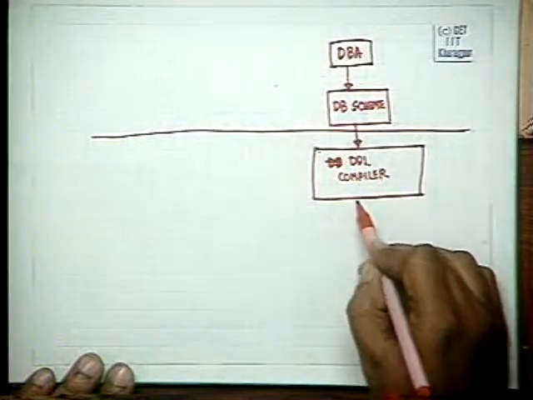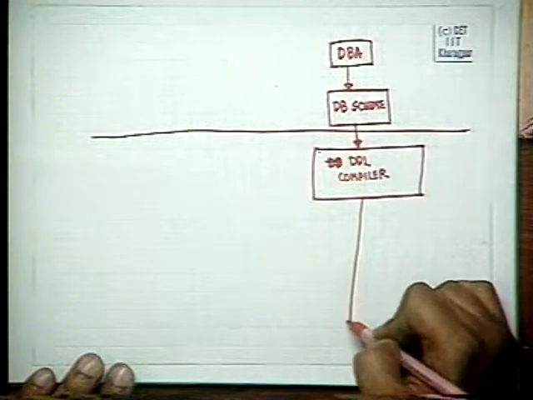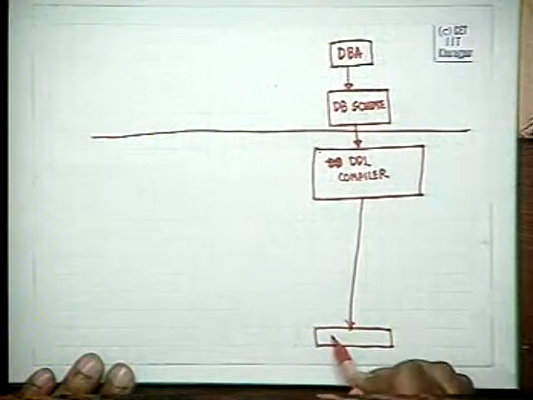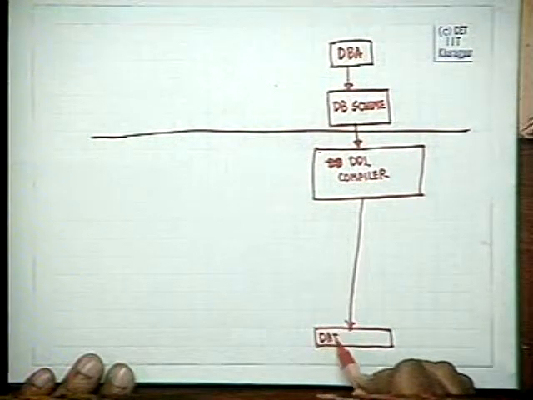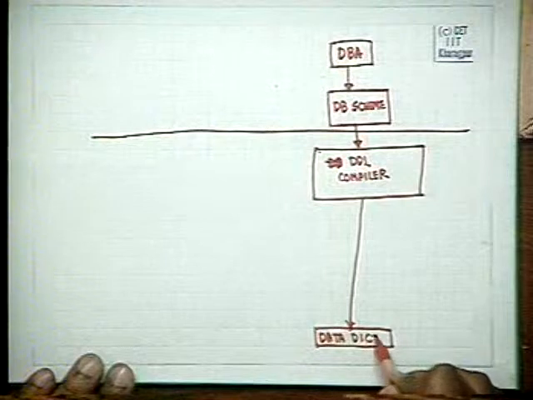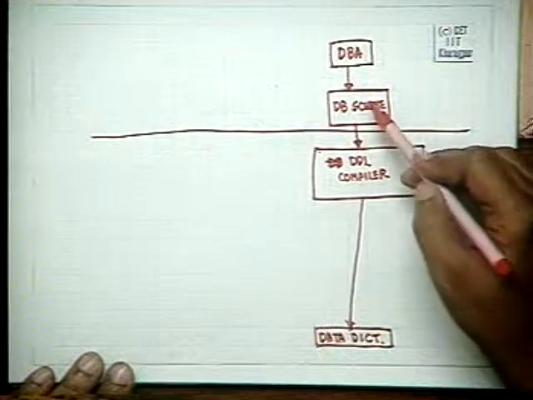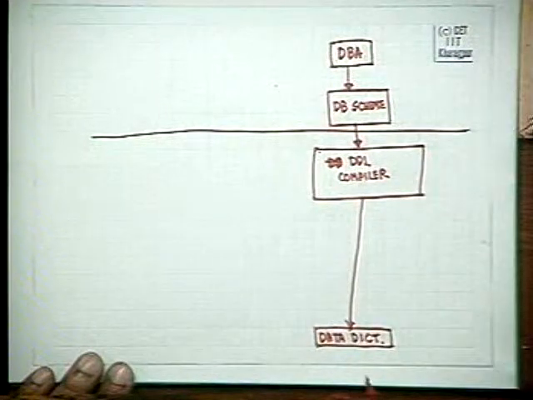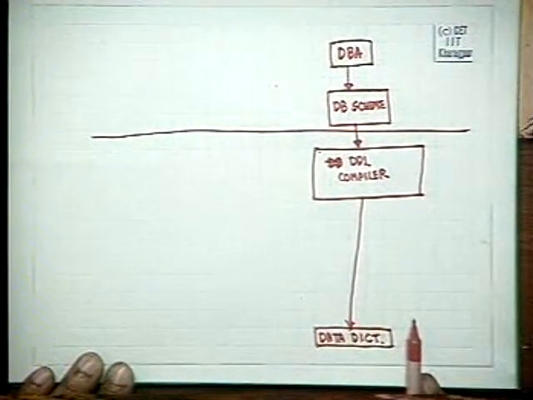There is a software which stores on the disk what is called a data dictionary. This is the name. Whatever database schema is there, it compiles this and stores it in a structured form somewhere.